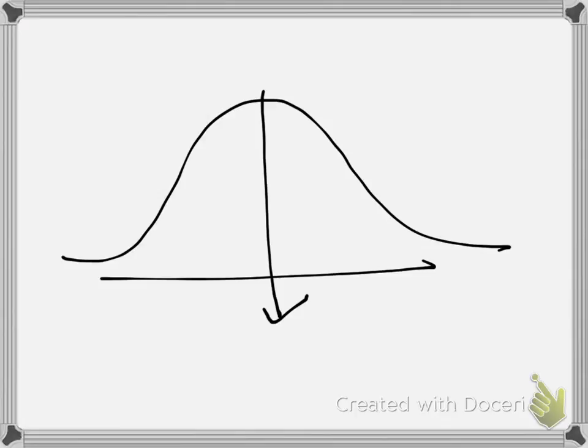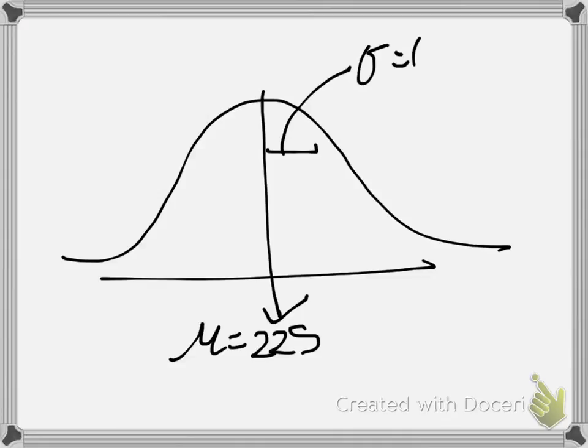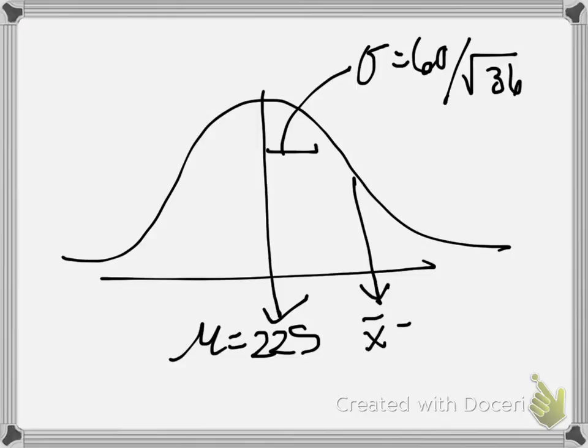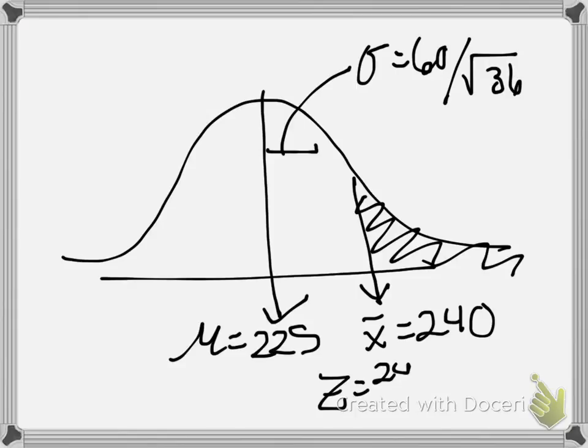The mean is equal to 225. The standard deviation is equal to 60 divided by the square root of 36, my sample size. I then put 240, X bar is equal to 240. I want to know greater than. When I do sums now, I say Z is equal to 240 minus 225 divided by my standard deviation. Moving to the next page, I then get Z is equal to 1.5.